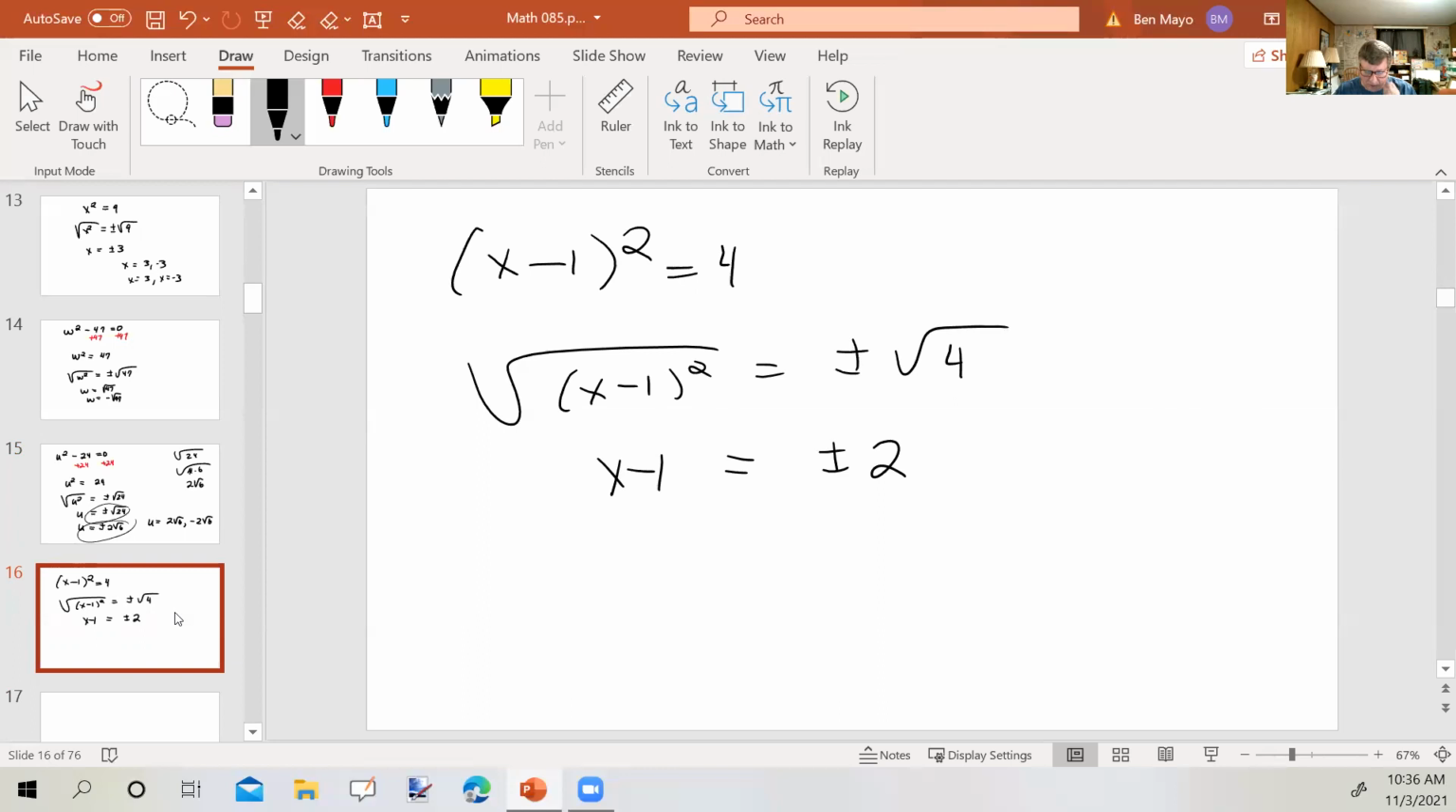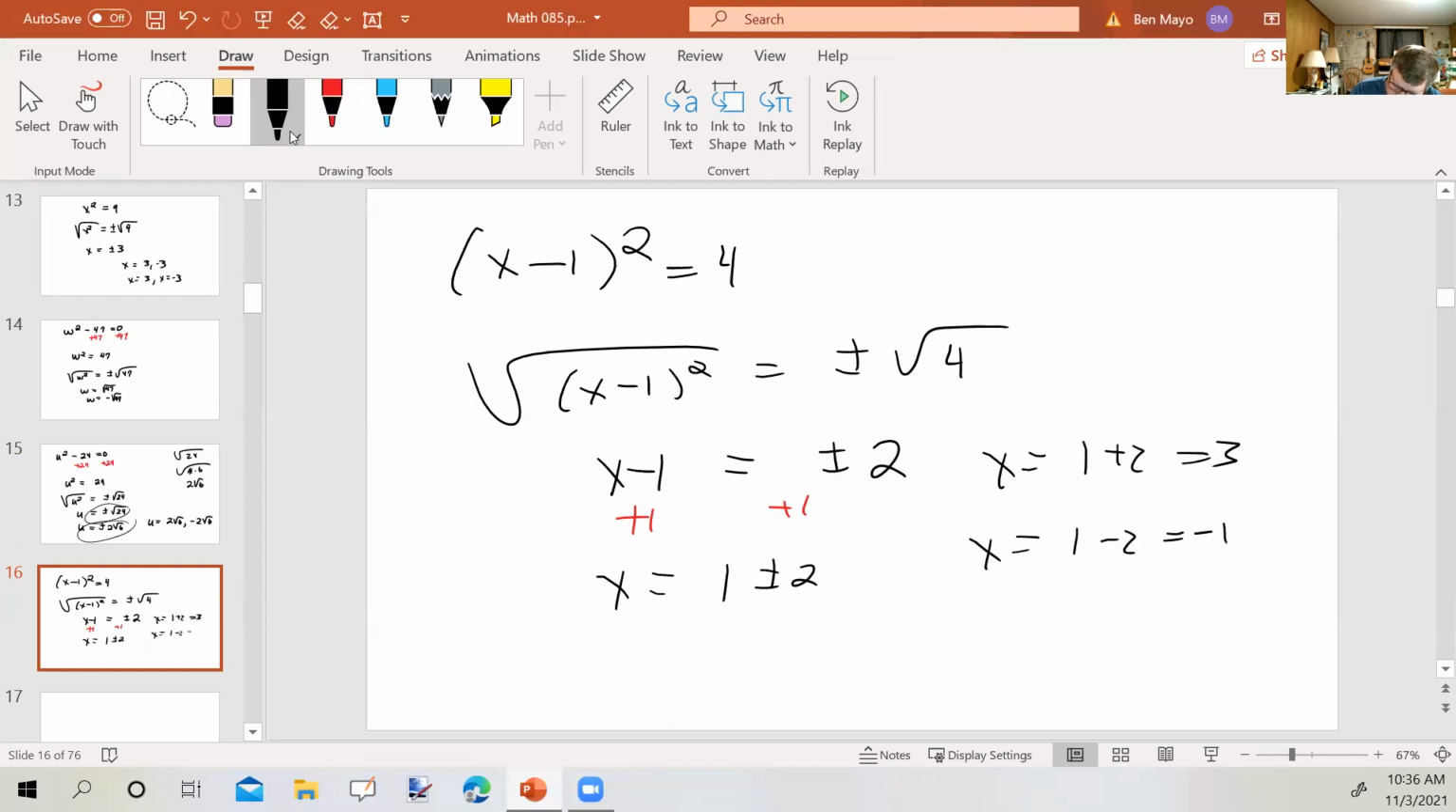But we're not finished yet. We need to isolate x. So we'll come in and add 1 to both sides of the equation. So x equals 1 plus or minus 2. So x equals 1 plus 2, which is 3. 1 minus 2 is negative 1. So x equals 3, comma, and negative 1.